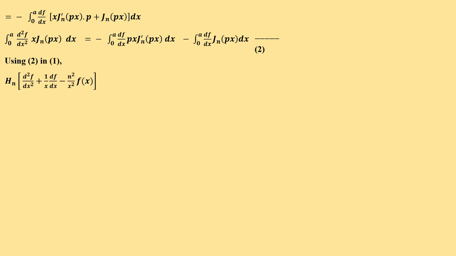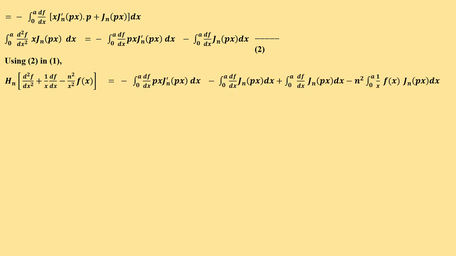Now using 2 in 1, Hn of d²f/dx² + (1/x) df/dx − (n²/x²) f(x) is equal to minus the integral from 0 to a of df/dx px Jn'(px) dx, minus the integral from 0 to a of Jn(px) dx, plus the integral from 0 to a of df/dx Jn(px) dx, minus n² integral from 0 to a of (1/x) f(x) Jn(px) dx.